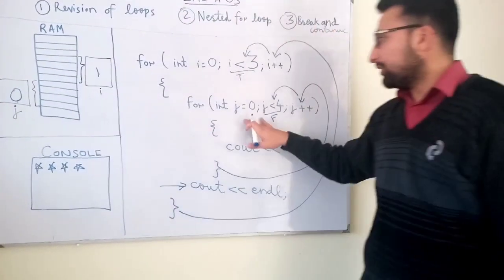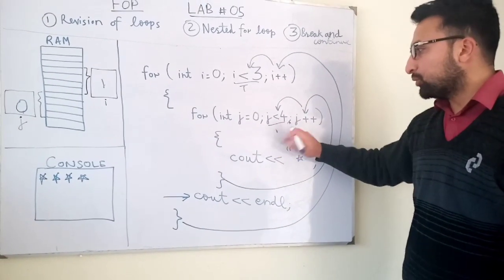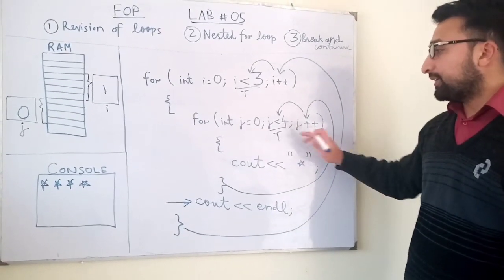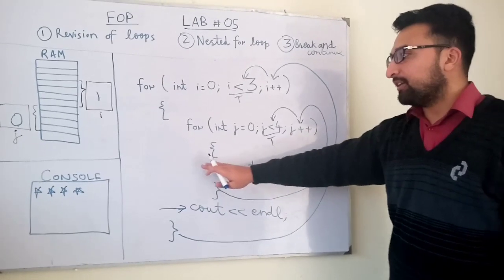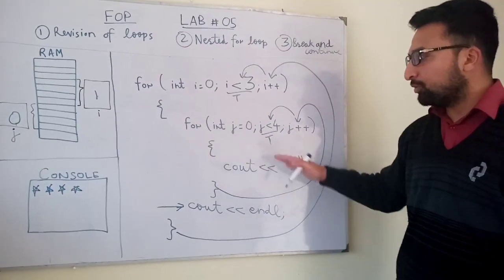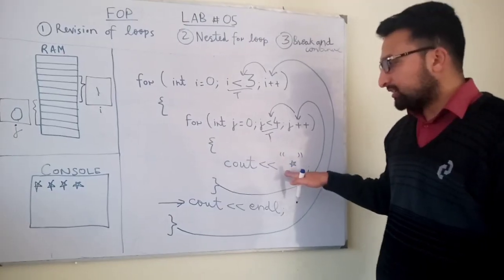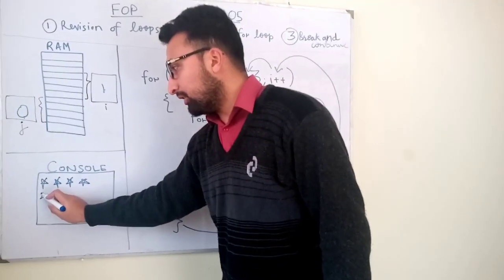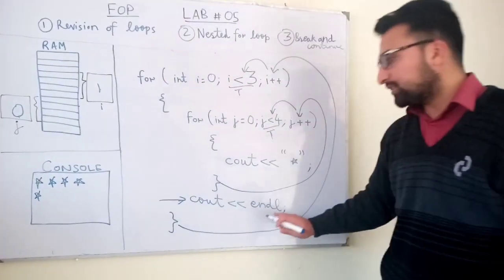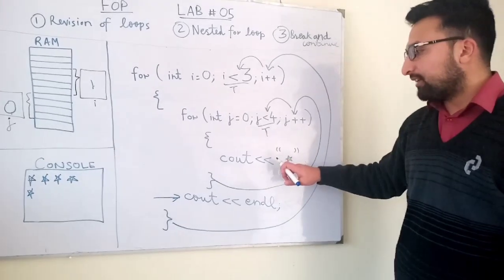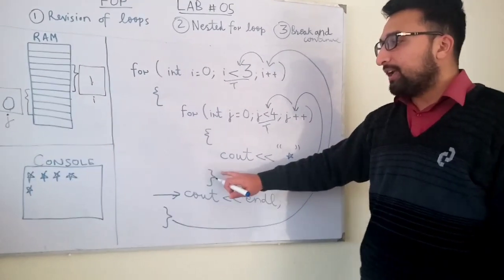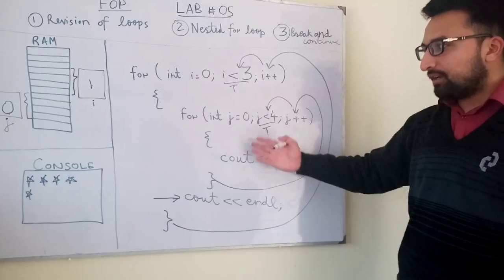J will again become 0. 0 is less than 4 is a true statement. The third step in the for loop is the execution of the body of the loop. If the statement is true, another star will get printed. Remember, we were on the next line in the console because of this statement. So a star will get printed, then we'll encounter the closing bracket of the inner for loop.